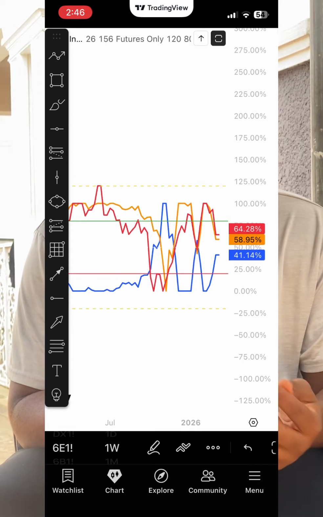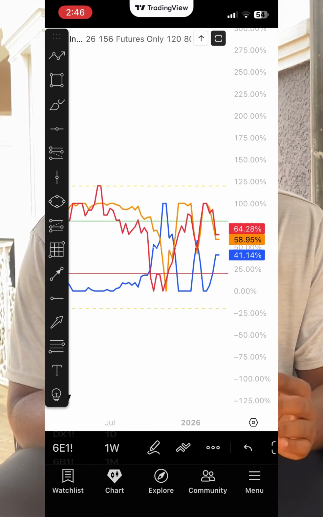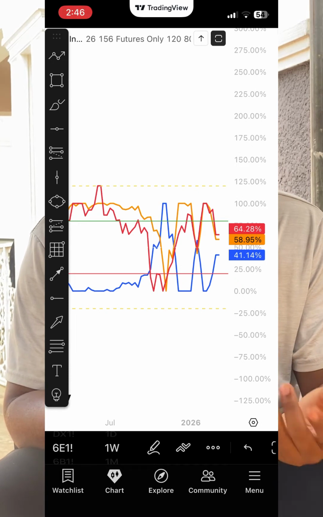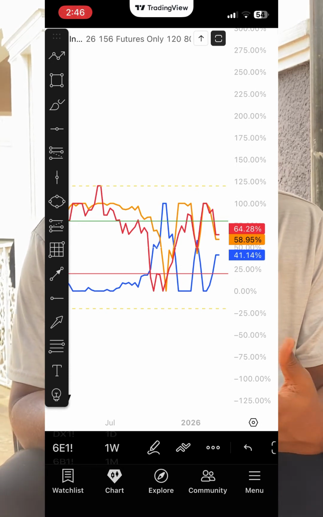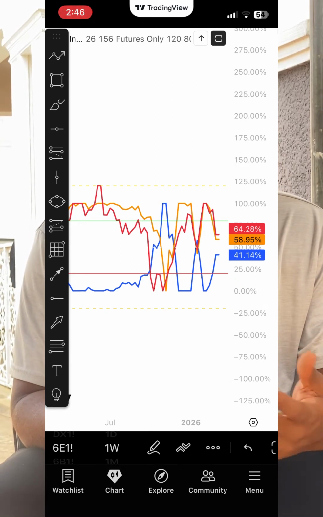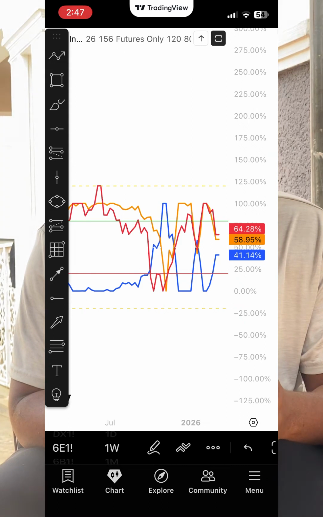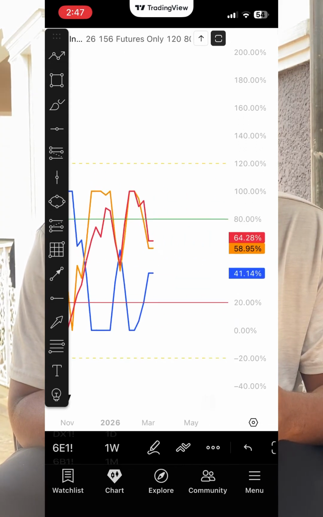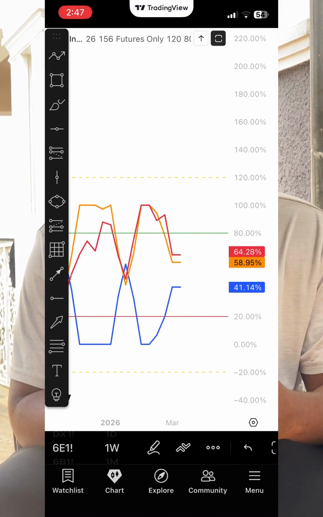Remember that we only pay attention to COT on the weekly time frame because COT data is released on a weekly basis. Once a week, that's when we get the COT report, and then it updates once a week. So we see the data and we make use of it once a week and on the weekly time frame.